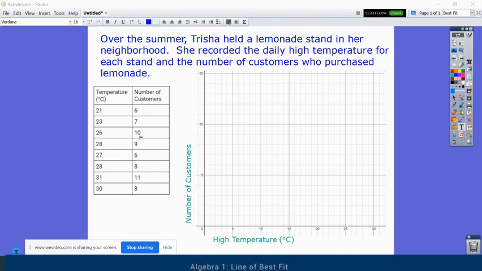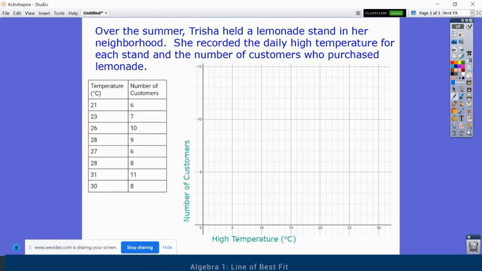So we're going to take this information that Trisha wrote down and we're going to go ahead and plot that onto the coordinate plane. So on 21 degrees, we had 6 customers. At 23 degrees, we had 7 customers. The 26-degree day had 10 customers. On the 28-degree day, there were 9 customers.